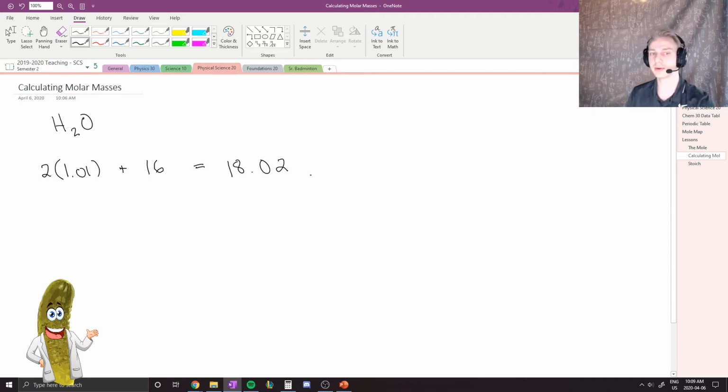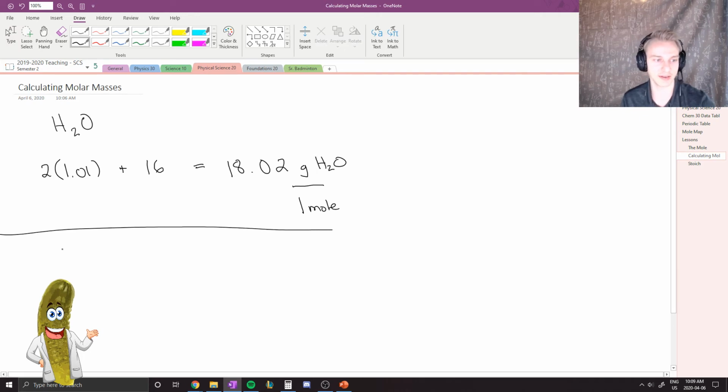18.02. Now, in terms of our units, we said last time that on the periodic table, any of the values we got off there was the number of grams per 1 mole. And in this case, we have grams of H2O per 1 mole of H2O. So if I were to use this number to figure anything out, I could now calculate with the molar mass of H2O. And where that becomes important is, let's say that I was given 17 grams of H2O.